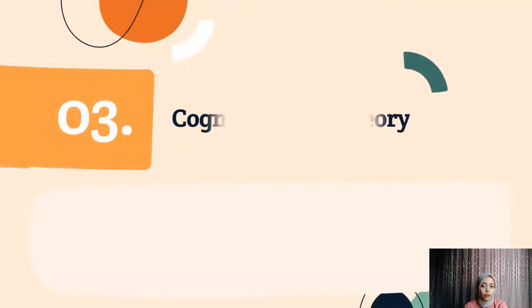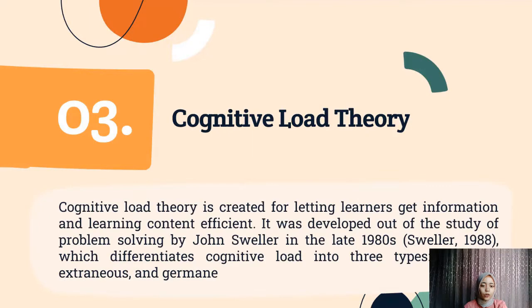Number 3, cognitive load theory. Cognitive load theory is created for learners to get information and learning content efficiently. It was developed out of the study of problem solving by John Sweller in the late 1980s, which differentiated cognitive load into 3 types: intrinsic, extraneous, and germane.